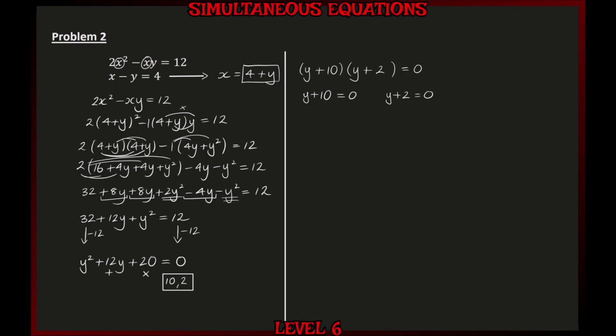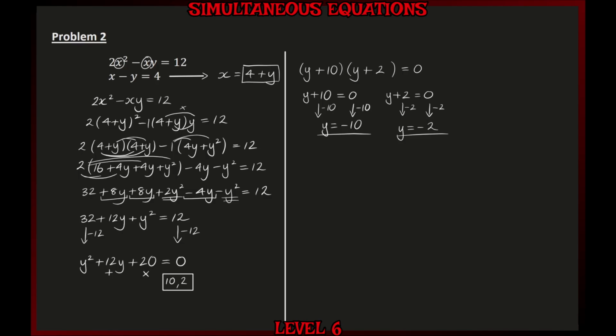And now we can solve these independently. So if y plus 10 is 0, we can remove the plus 10 by subtracting 10 from both sides, and this gives us y is equal to minus 10. And then moving on to y plus 2, we can do a similar thing by subtracting 2 from the left and also from the right, and this gives us y is equal to minus 2. So these form the first part of our solution.